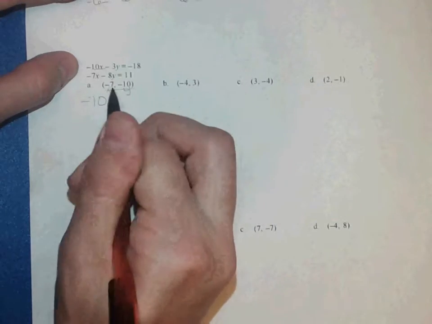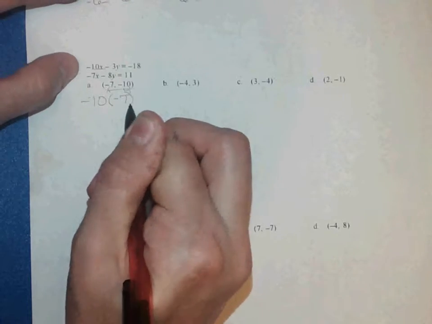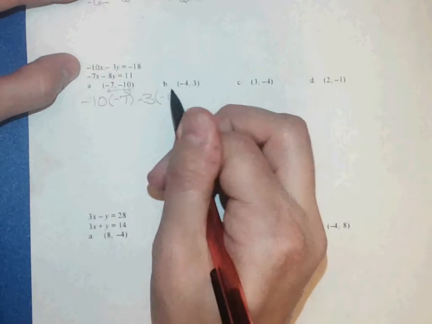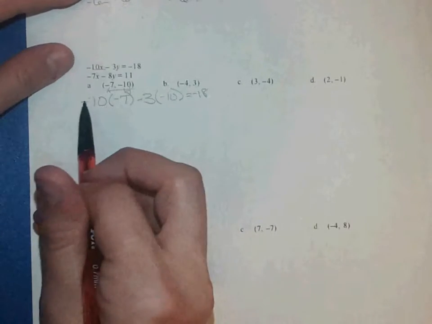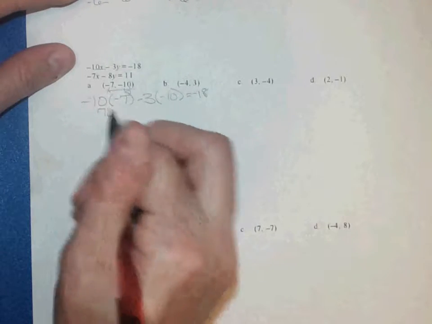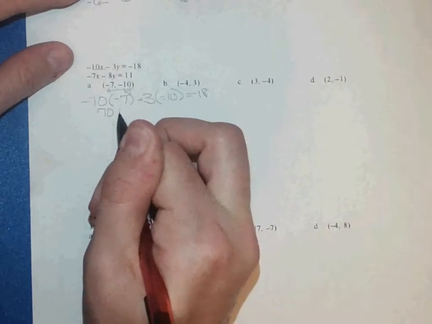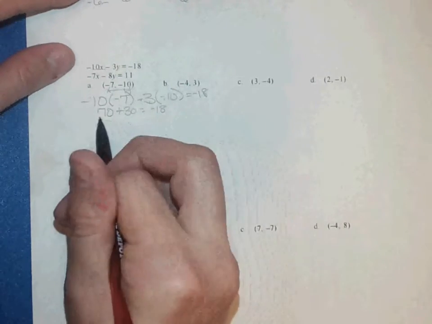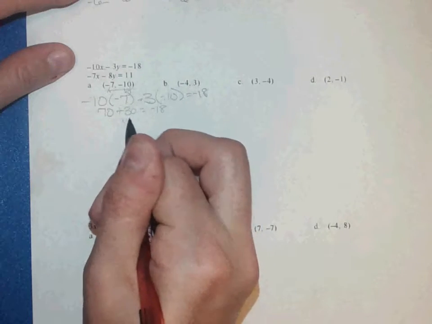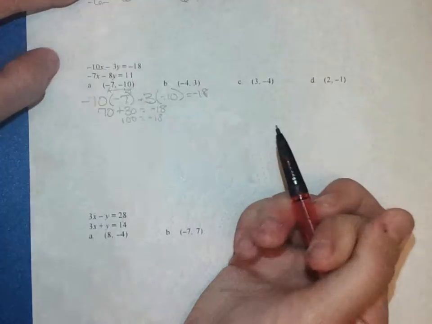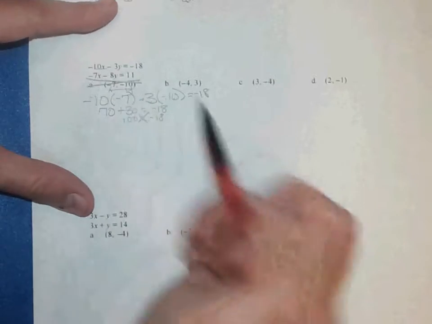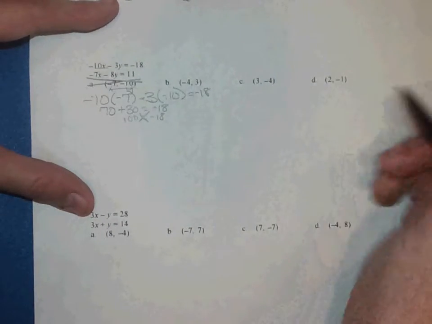So I've got -10 times my X value, which is -7, minus 3 times my Y value right here, -10, equals -18. So -10 times -7, a negative times a negative does make a positive, 70. 3 times 10 is 30. And just bring down that -18. 70 plus 30 is 100. Does 100 equal -18? Nope, it doesn't. So I could say this is not my answer, and I can move on to the next one.